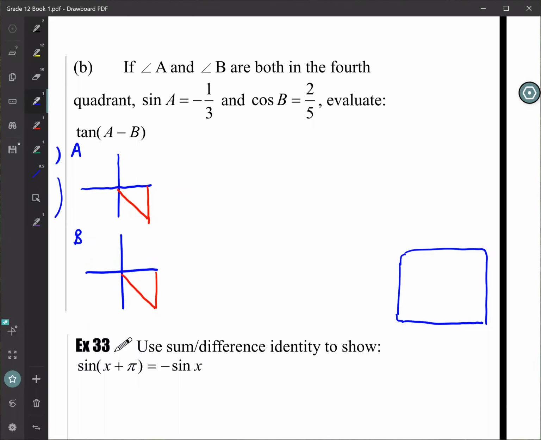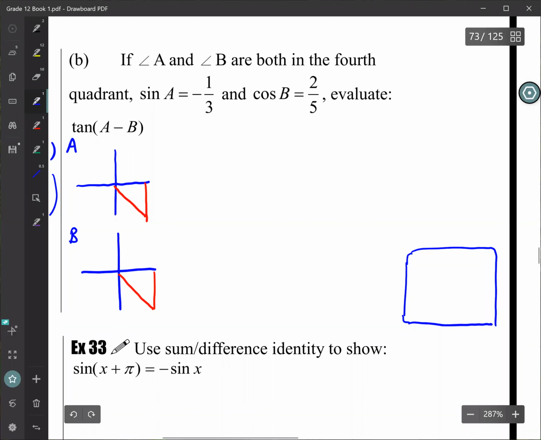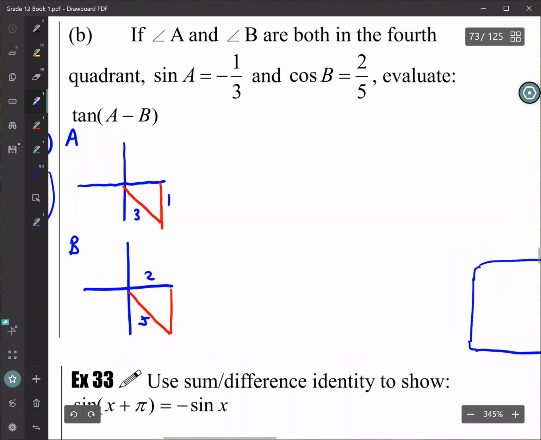Okay, let's check some of your answers. Almost done. I'm gonna fill out the picture, okay? At the same time, you can check if your pictures look the same. So angle A, opposite over hypotenuse, right? Angle B, adjacent over hypotenuse. So I would like to know your missing side, okay? What do you get for the missing side?